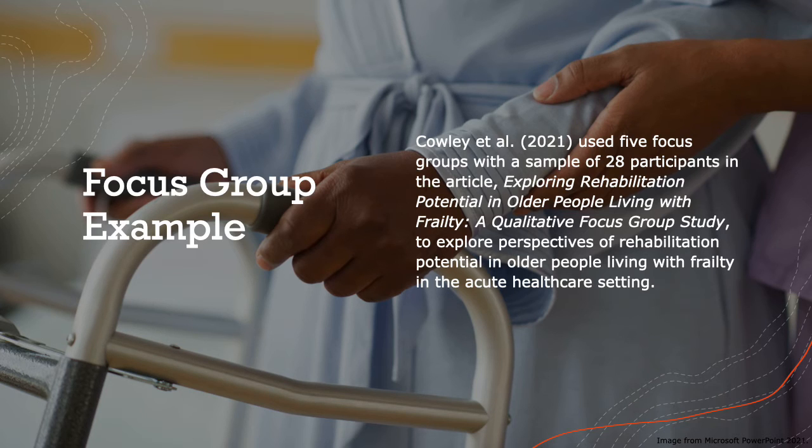1. How do clinicians, patients, and caregivers understand rehabilitation potential in older people living with frailty? 2. How is rehabilitation potential assessed in the hospital and community setting? And 3. Identify evidence to inform the development of a tool to support consistent decisions about rehabilitation potential.